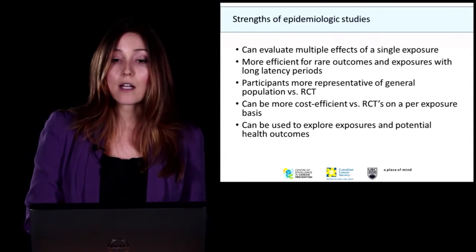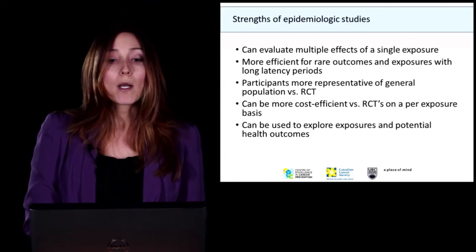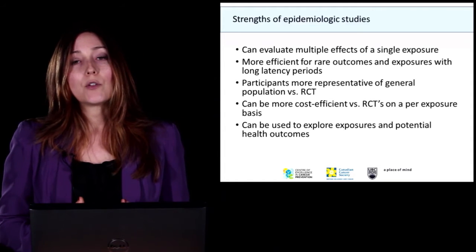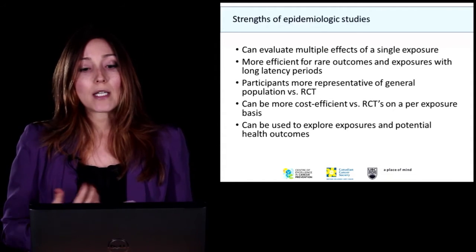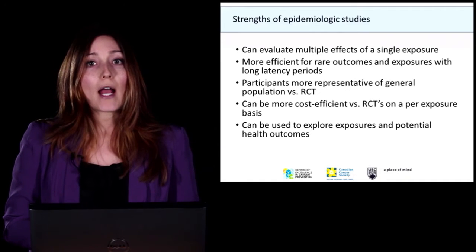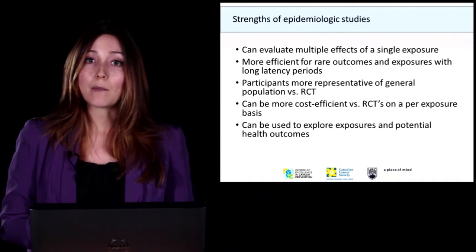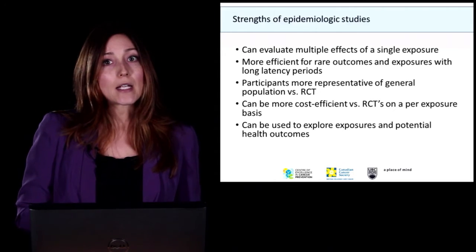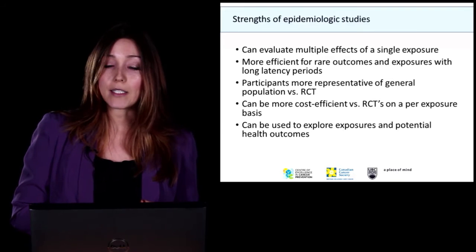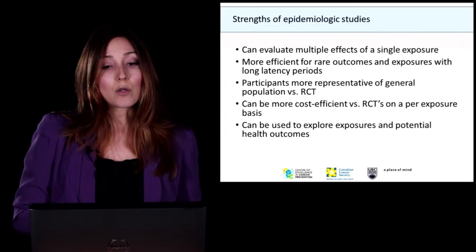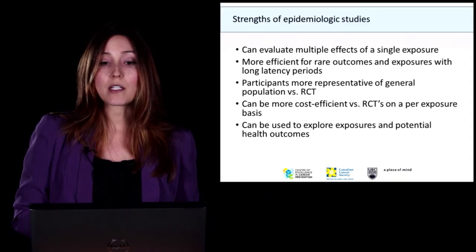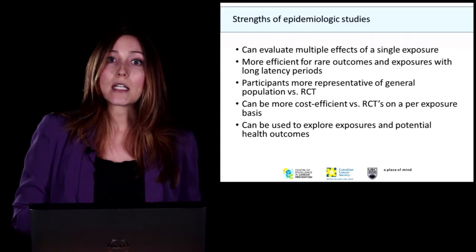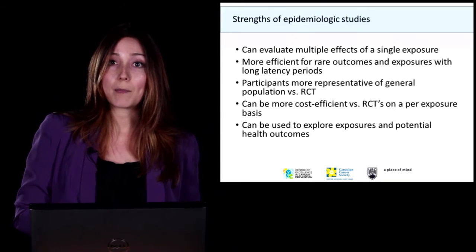There are many different strengths of epidemiologic studies. One is that you can evaluate multiple effects of a single exposure. And by this, I mean that you can look at a single exposure like omega-3 intake and look at multiple different health outcomes. So for example, epidemiologic studies generally collect multiple different outcomes. So for instance, cancer, diabetes, as well as mortality outcomes. They can be more efficient for rare outcomes as well as exposures that have long latency periods. So the development of cardiovascular disease and cancer often occurs over a long period of time.